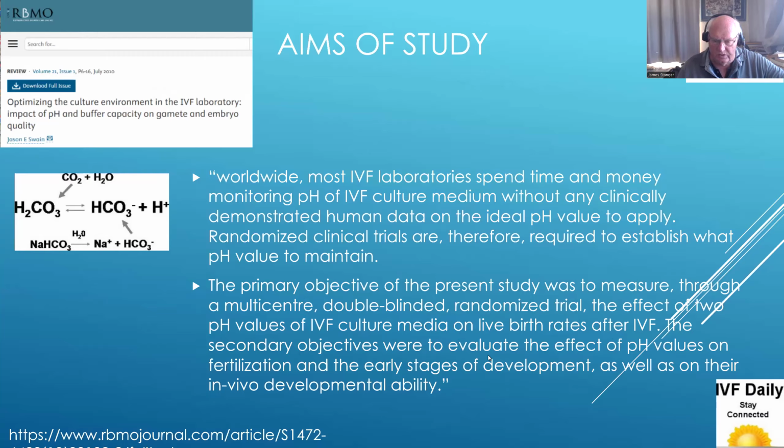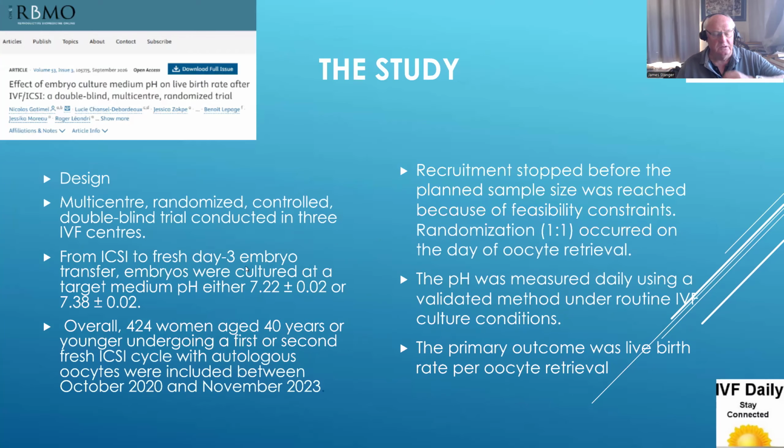The secondary objectives were to evaluate the effect of pH media on fertilization and early development, as well as in vitro developmental ability. So the design was a multicenter randomized controlled double-blind trial conducted in 3 centers in Spain. Basically, this is one of the problems of this paper. This is all ICSI only, going to day 3. So this test is only looking at microinjection, nothing to do with the acrosome reaction or the function of sperm, purely and simply to do with how the oocyte manages the processing of the sperm, fertilization and the early cleavage, and only goes to day 3.